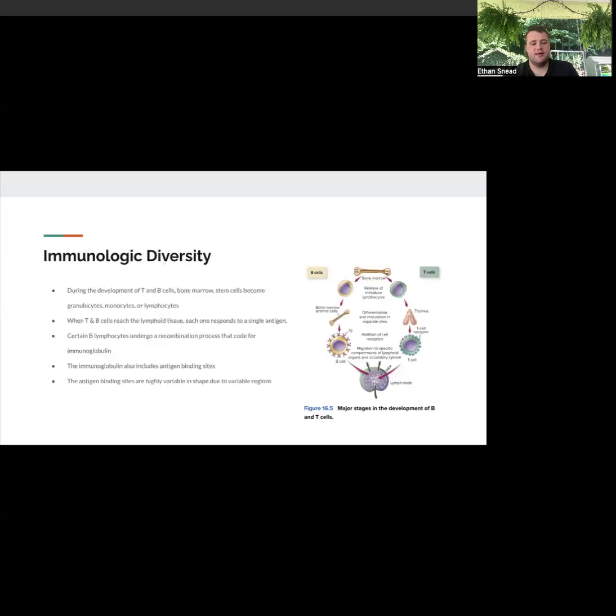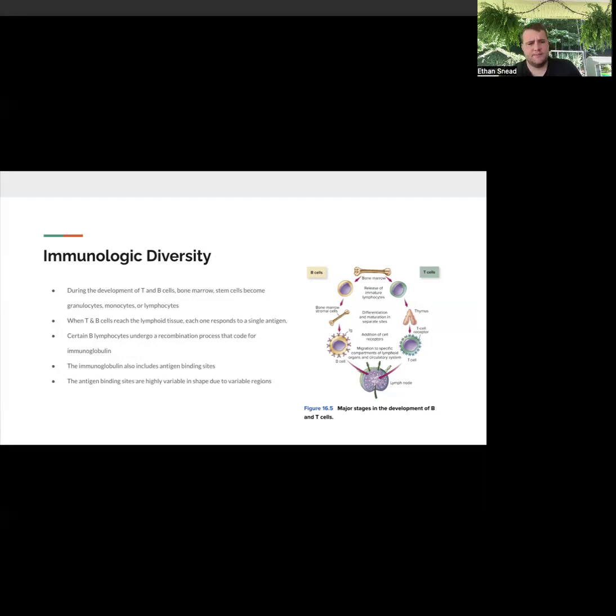Next, we're going to talk about immunologic diversity. During the development of the T and the B cells, bone marrow stem cells become granulocytes, monocytes, and lymphocytes. And the lymphocytes will become either T or B cells, and the cells destined to become B cells stay in the bone marrow, while the T cells stay in the thymus.